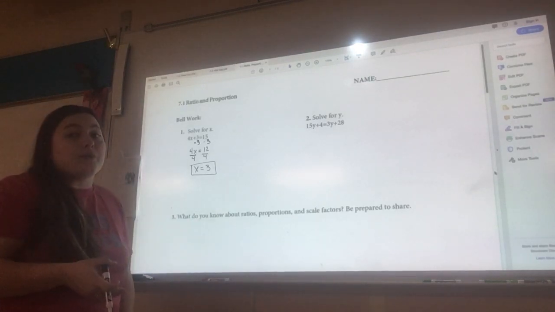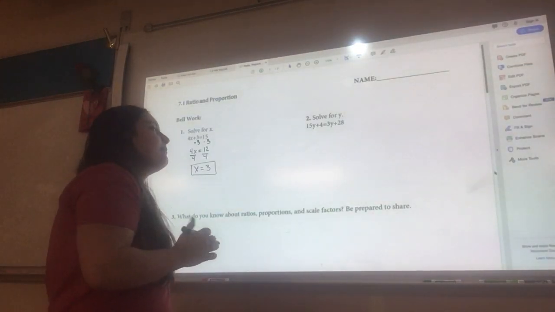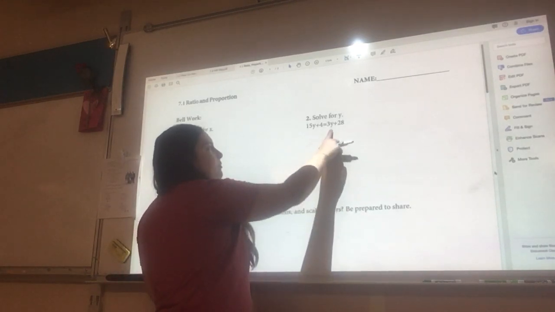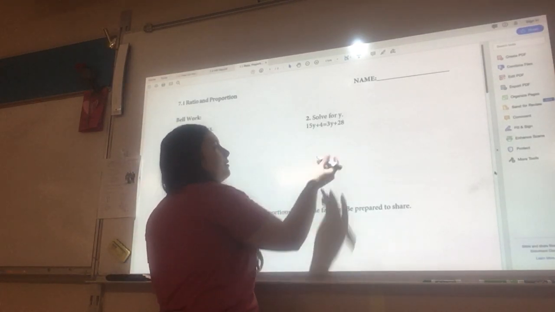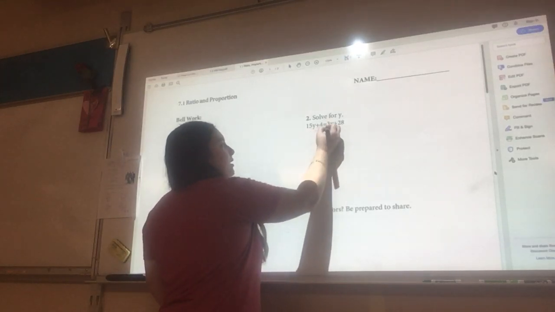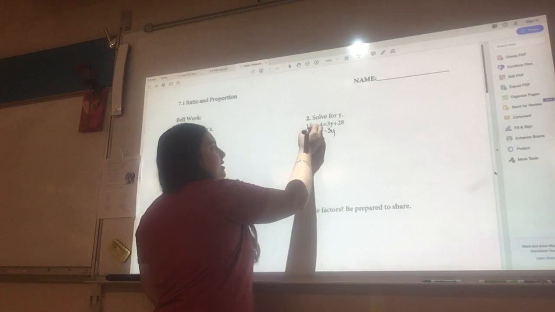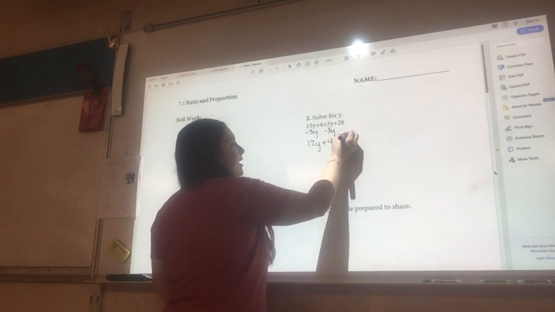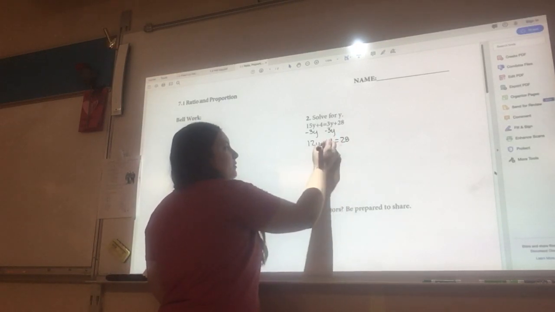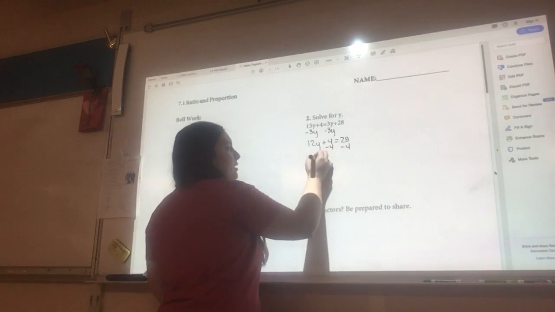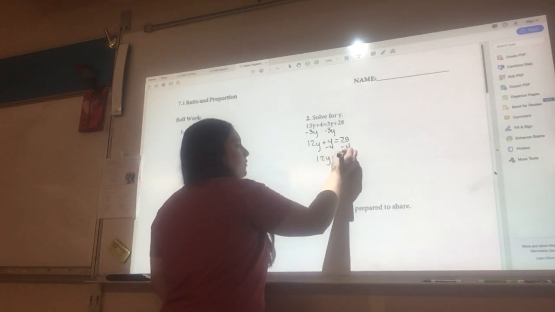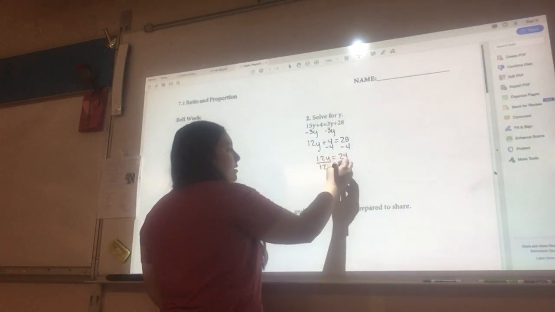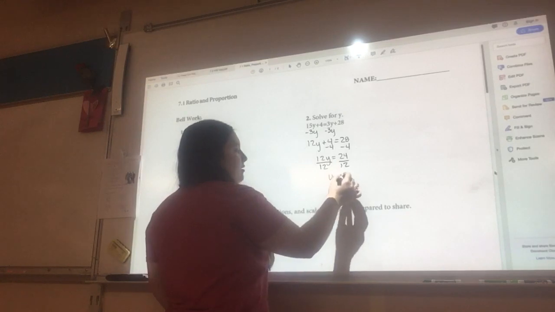Same thing for number 2. We're going to be solving for y. So we have 15y plus 4 equals 3y plus 28. I want to move my y's to one side and my numbers to another. I like positive y's, so I'm going to move my 3y by subtracting it. I'll get 12y plus 4 equal to 28. I want to move my numbers over, so I'm going to subtract 4. I'll get 12y equal to 24. And my last step again, 12 times y means I need to divide by 12. 24 divided by 12 is 2.